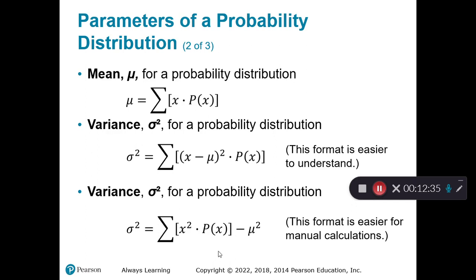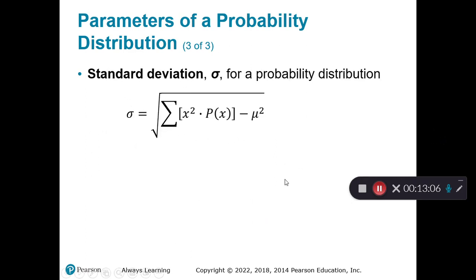For manual calculations, however, it will be a little bit less work for you to first square each of the X values. Then you're going to multiply those squares by each of the corresponding probabilities. And then you're going to add up those products. Once you add up those products, then you're going to subtract the square of the mean. We're going to show you how to use these formulas in a future example.